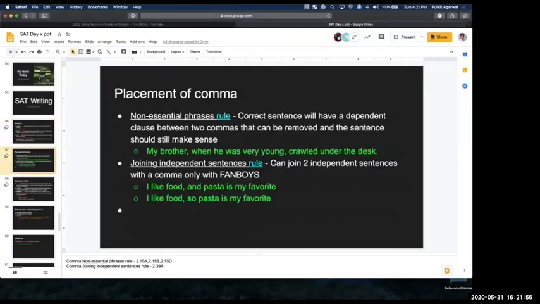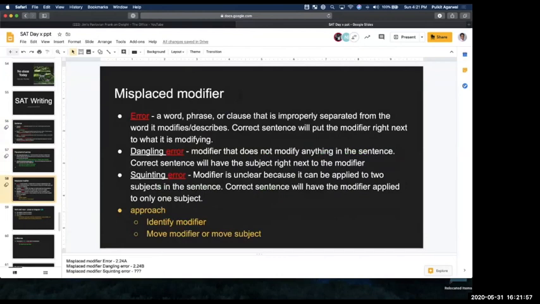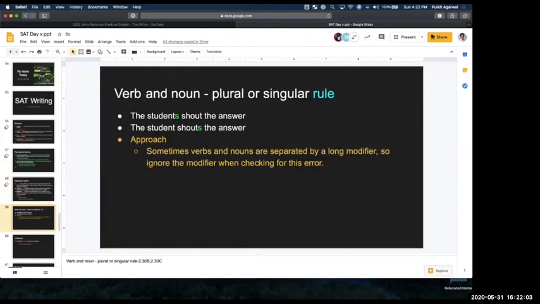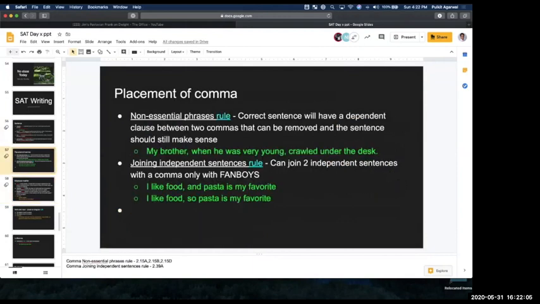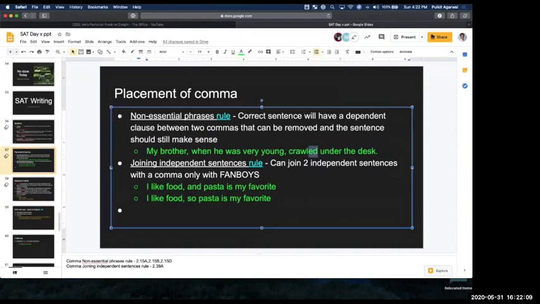Okay, so we did these. I'm not reviewing these. Sentence errors, comma error, misplaced modifiers. Modifiers was important. It comes up a lot. And then I want to correct something here. In my previous slide, this was written as crawls, but that's incorrect. It should be crawled because this is in the past. When he was very young, therefore this should be in the past. So it's crawled. So please correct that in your slides.